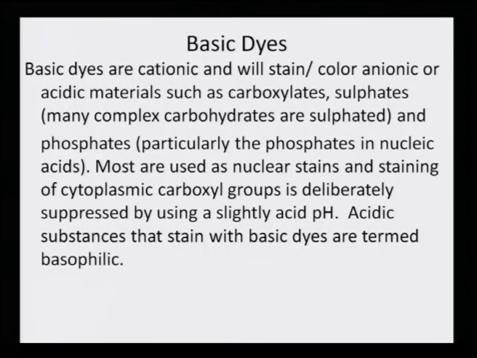When we look at the chemical structure of the dyes, they are also categorized on the basis of whether they are acidic, basic or neutral. So, let us see the classification based on that. Basic dyes are cationic and will stain anionic or acidic material, obviously, because basic will stain acidic. So, a basic dye will stain acidic groups such as carboxylates, sulfates. Many complex carbohydrates are sulfated, and phosphates, particularly the phosphates in nucleic acid.